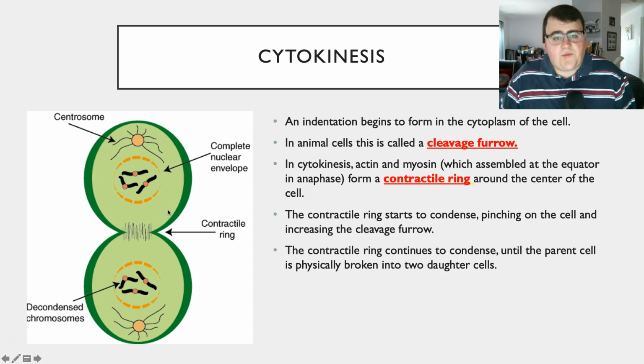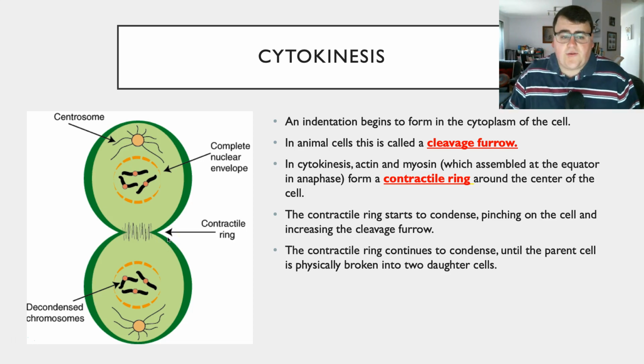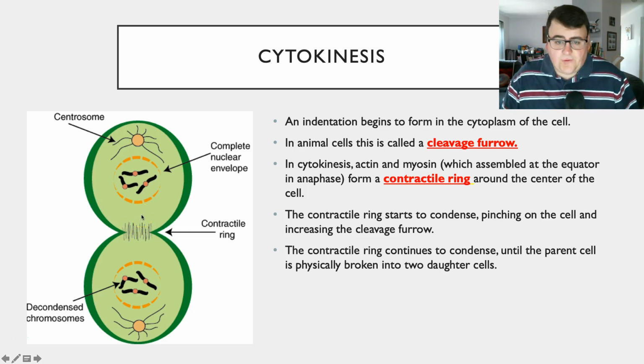Now, in cytokinesis, the proteins that we talked about in anaphase, actin and myosin, they start to form what's known as a contractile ring around the center of the cell. Now, that contractile ring, as the name suggests, starts to contract or condense, which pinches on the cell and increases the size of that cleavage furrow. So it's increasing it, making it more indented. As they continue to contract or condense, they continue to do so until the cell physically can't be pinched anymore and it breaks into two daughter cells. And that's the cell division stage. So the cleavage furrow and the contractile ring are what's physically ripping those cells in half.